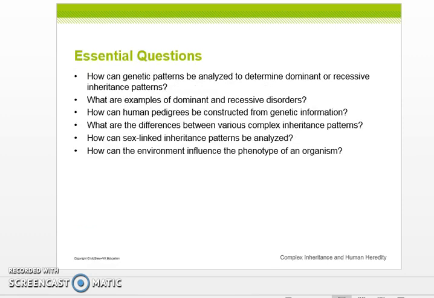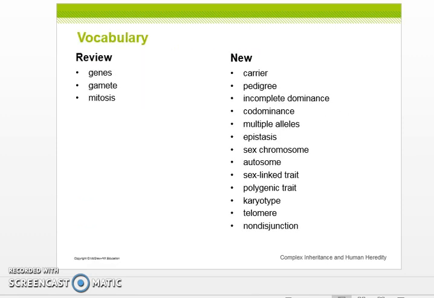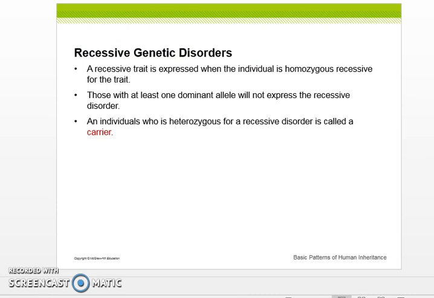As always, we have our essential questions to the chapter, as well as a review and new vocabulary. So let's dive in with section 1 and start talking about recessive genetic disorders. A recessive trait, if you will remember, is expressed when the individual is homozygous recessive for the trait. Homozygous means the same, right?